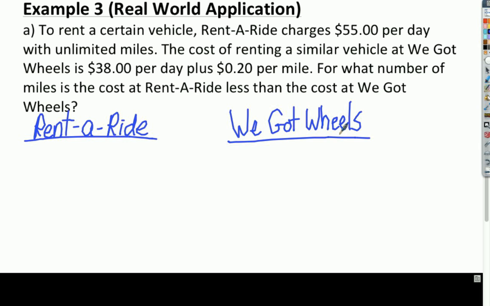Sam? It costs $55 per day with unlimited miles. Good. So how could I write that in a numerical or algebraic way? I did $55 over 1 day. Okay. So $55 over 1 day. Very good. So it's $55 over 1 day.